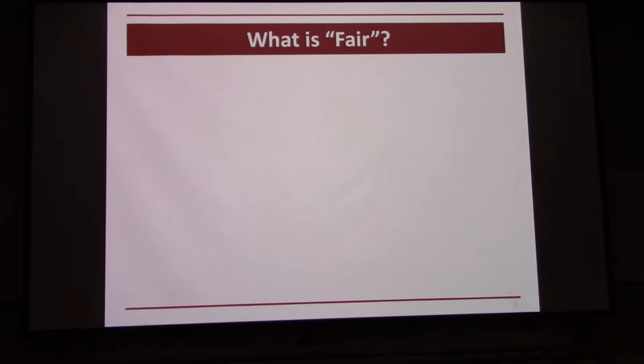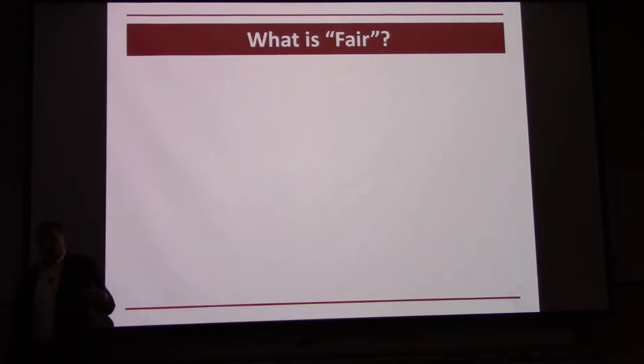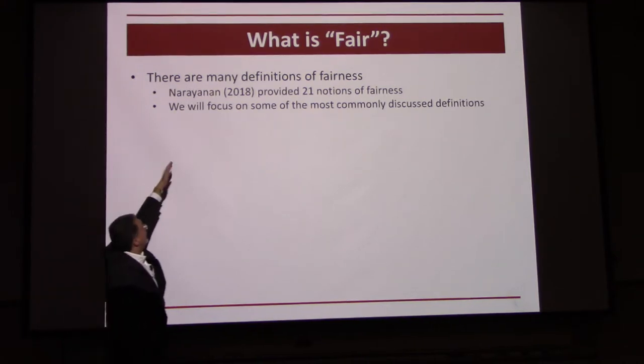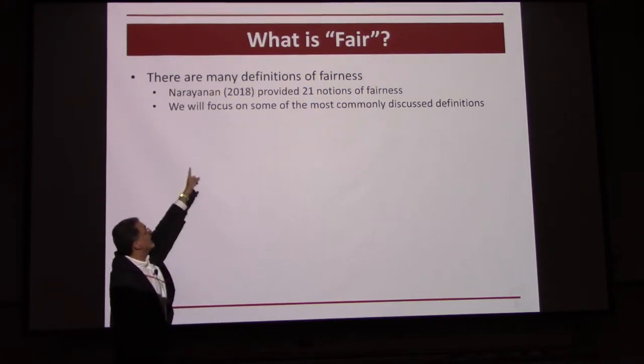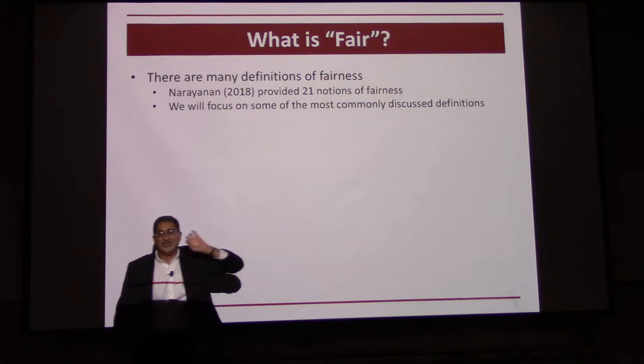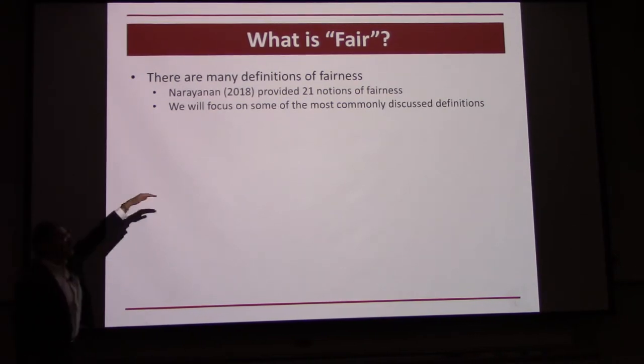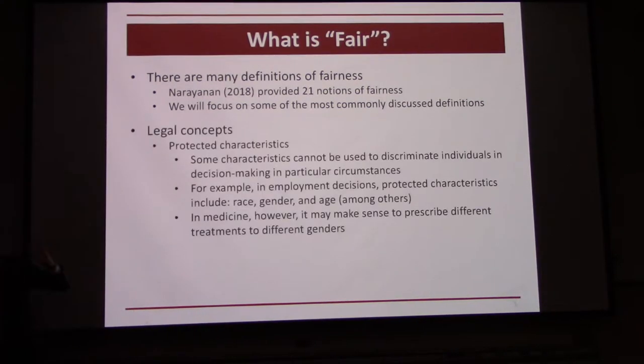It turns out the last year I had the pleasure of working with two folks in the political science department, one of whom is Rob Reich, who's a moral philosopher. We would sit and talk about things like fairness. Okay? And there are many different notions of fairness. As a matter of fact, Narayan, who is a computer scientist, in 2018 provided 21 different notions of fairness. They're all at some level intuitively appealing, but inconsistent. Okay? And so let me tell you some of the most common ones, just so we can level set.